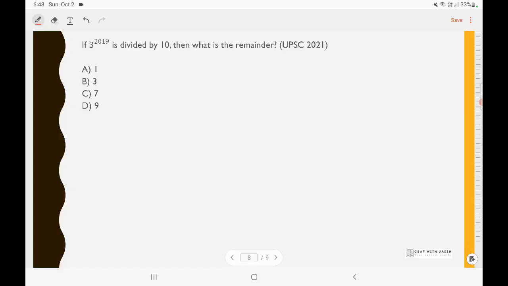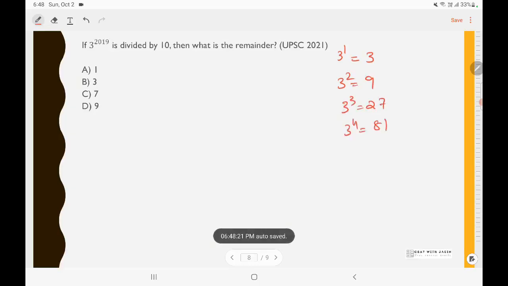So let us first find out the cyclicity of 3. That is 3 raised to 1 is 3, 3 square is 9, 3 cube is 27, 3 raised to 4 is 81, and 3 raised to 5 will have 3 in the unit digit, 3 raised to 6 will have 9 in the unit digit, and so on. So the cyclicity of 3 is 3, 9, 7, 1, 3, 9, 7, 1, etc. So after 4 the cyclicity is starting.